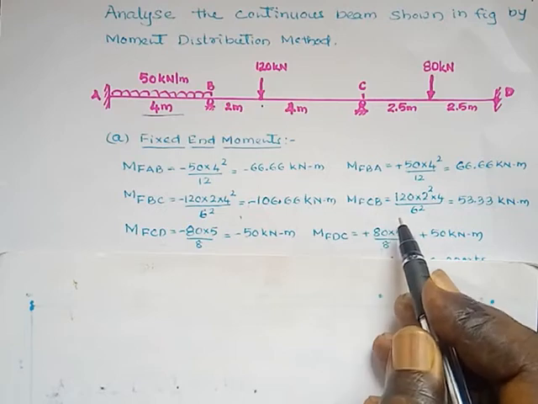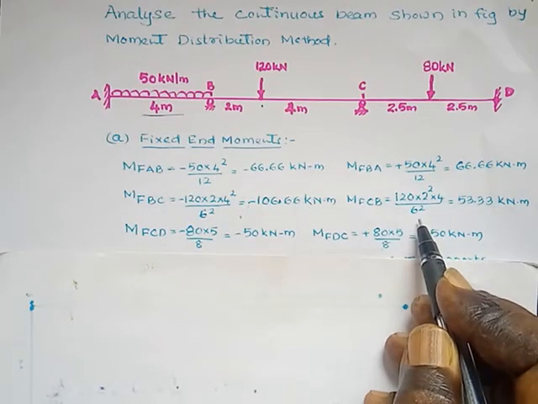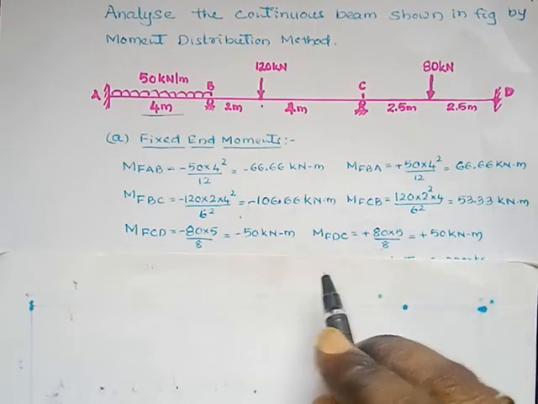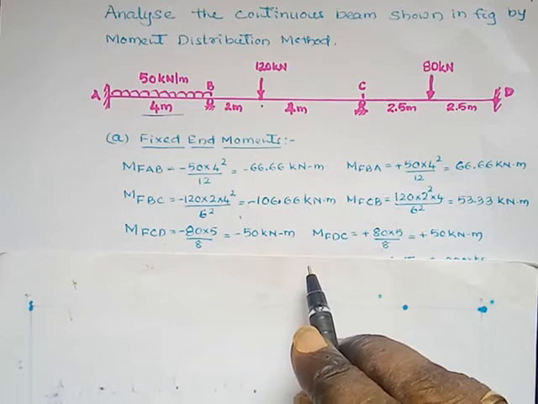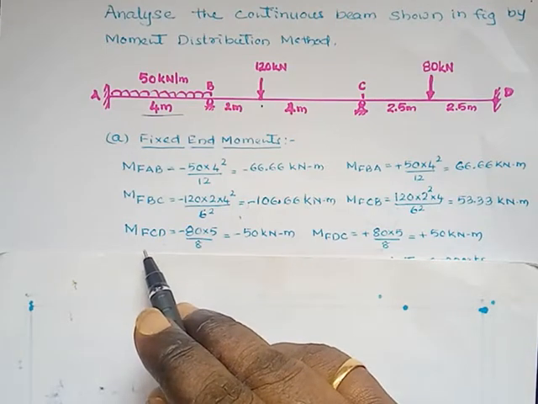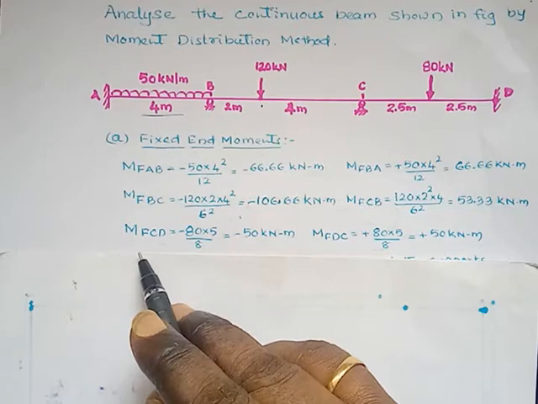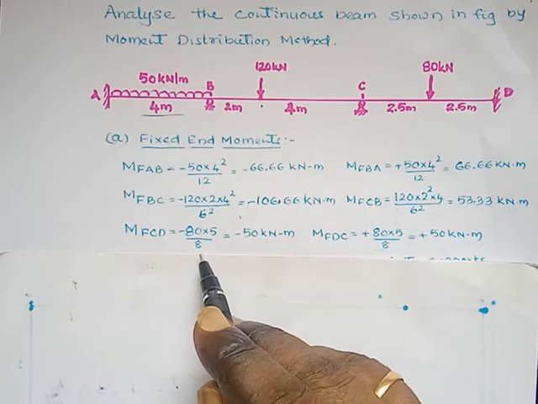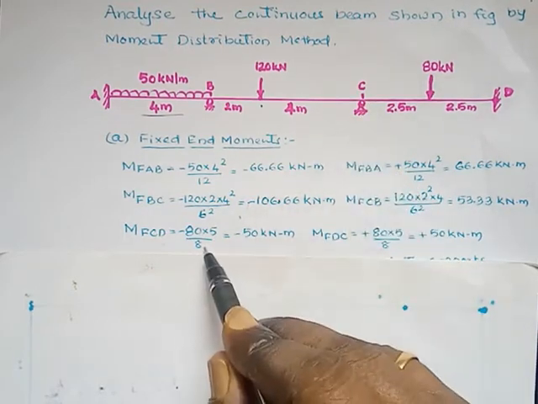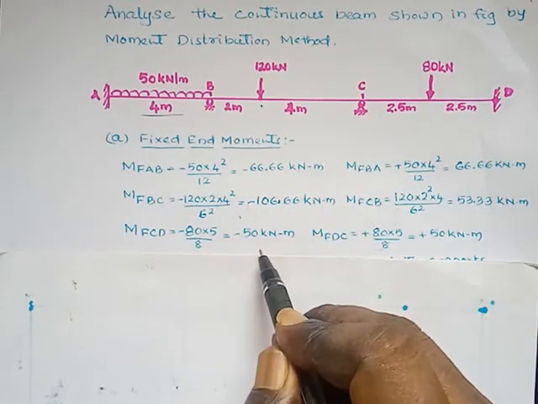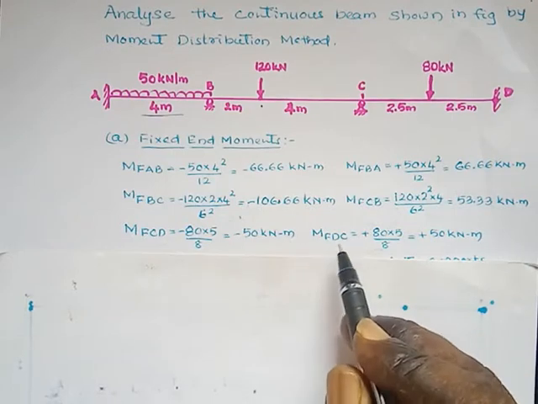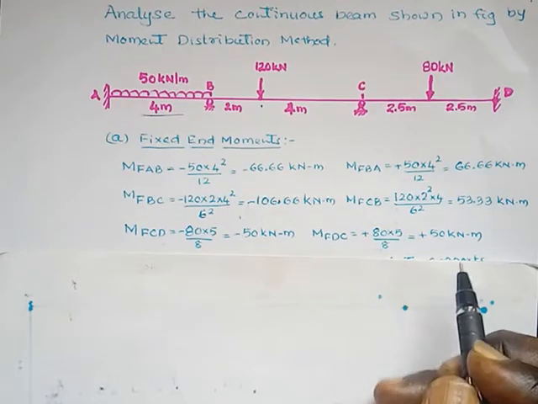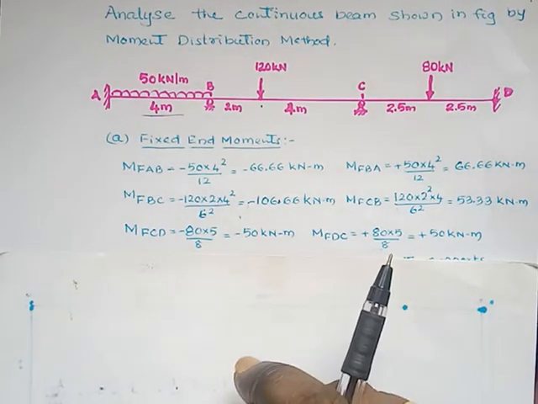From the other end, MFCB, that is W a square b by L square. W is 120, a is 2, b is 4, L is 6, then that is 53.33 kilonewton meter. For the last span, CD, it is subjected to a point load at the center. The fixed end moment is minus WL by 8. At the left end, that is minus 80 into 5 by 8, that one is minus 50 kilonewton meter. From the right end, MFDC equals 80 into 5 divided by 8, that one is clockwise, that is 50 kilonewton meter.